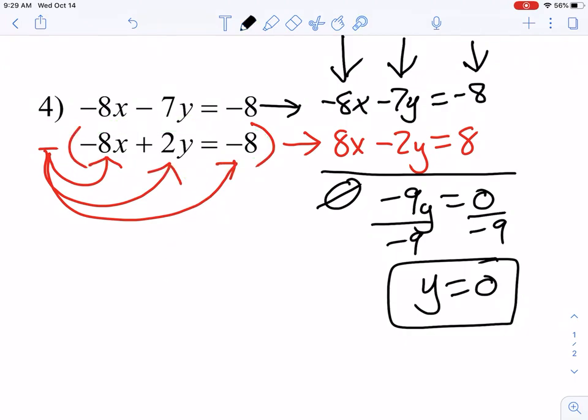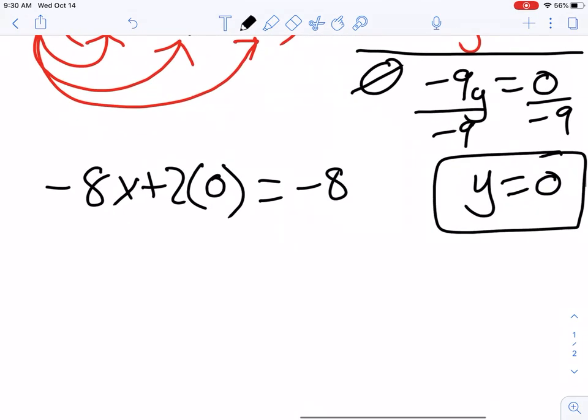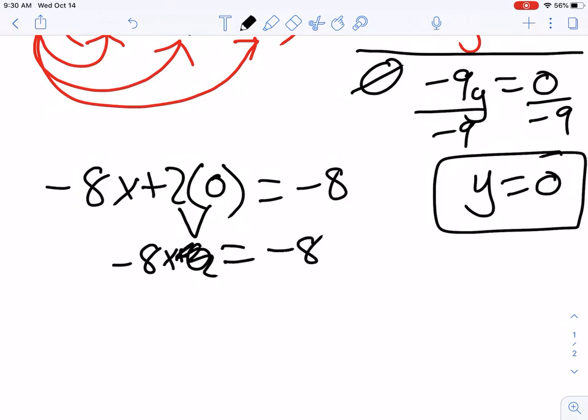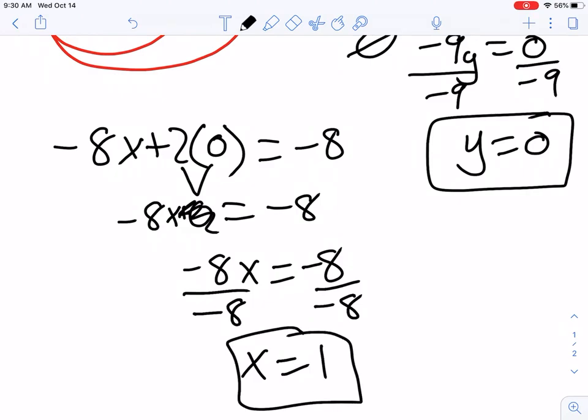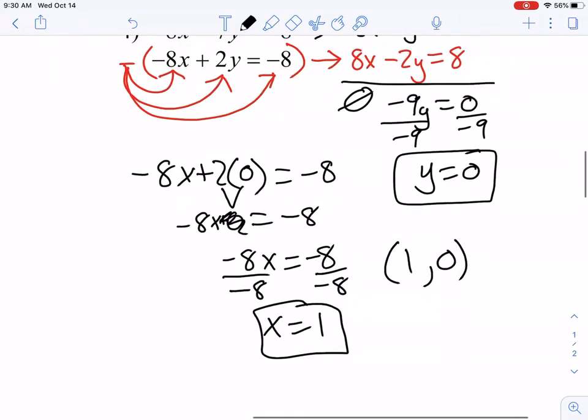So I have negative 8x plus 2, and then instead of y this time, I'm replacing it with a 0, equals negative 8. And I'm working this out. 2 times 0 is 0, so I have negative 8x plus 0 equals negative 8. Well, plus 0 isn't really there, so I'm just going to rewrite this without the 0. I divide negative 8 to both sides, and I get x equals 1. So as an ordered pair, I would write it as my x value, comma, y value.